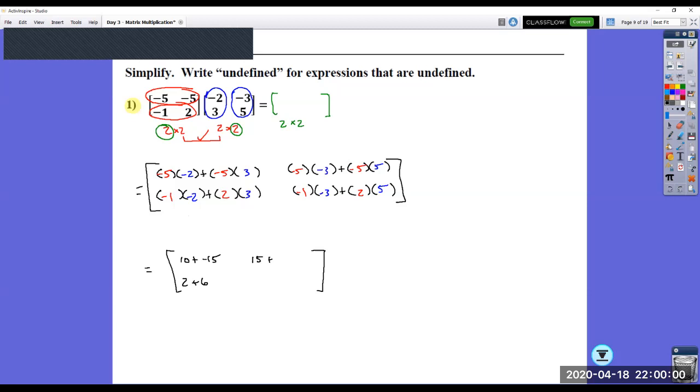Need to make sure I remember that negative. -1 times -3 is +3 plus 10. 10 plus -15 is going to give me -5. 15 plus -15 is 0. 2 plus 6 is 8. And 3 plus 10 is 13. So -5, 0, 8, and 13.